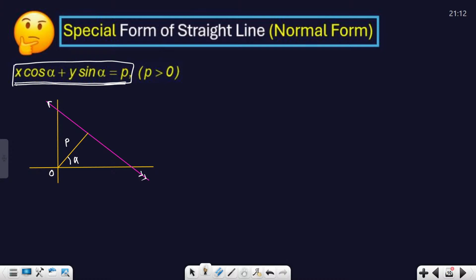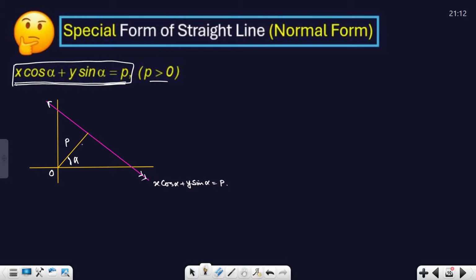Okay, if it is so, then the equation of this line will be x cos alpha plus y sin alpha equals p. Why have I written p is greater than 0? Because p is basically the perpendicular distance drawn from the origin on that line. So the distance cannot be negative. That is the reason why I have written p is greater than 0. Now, how is this coming? I will prove this one.